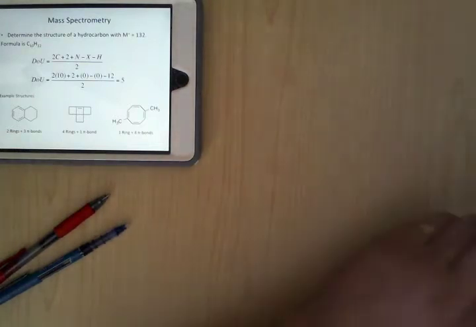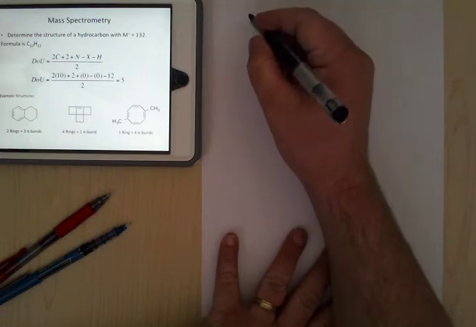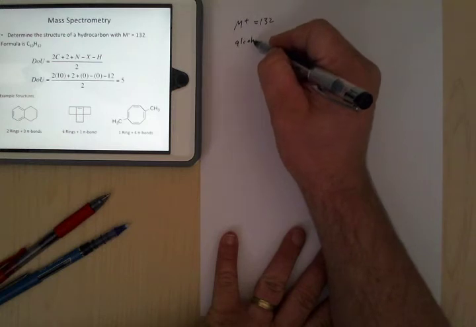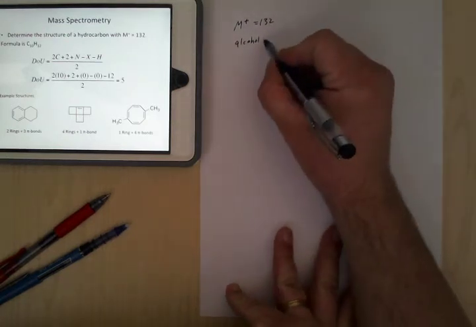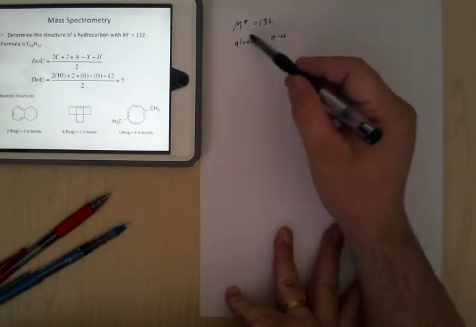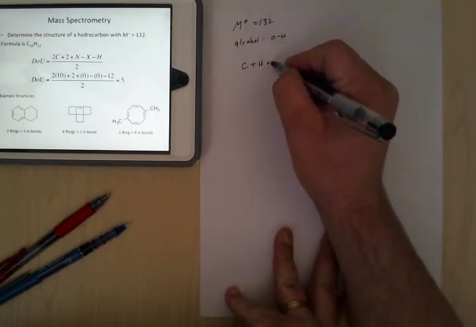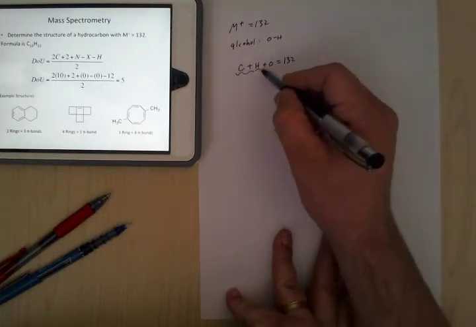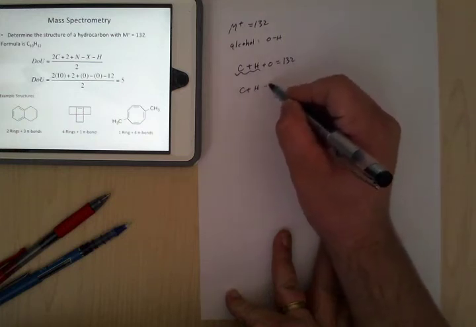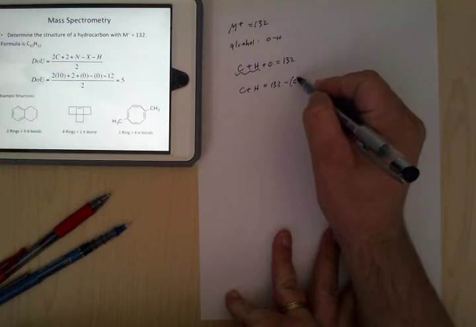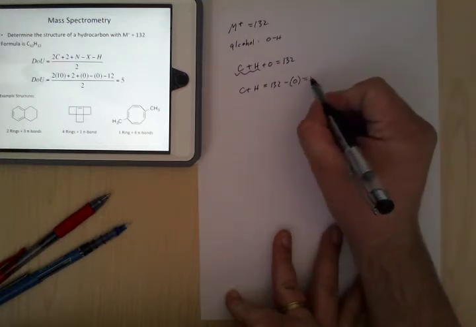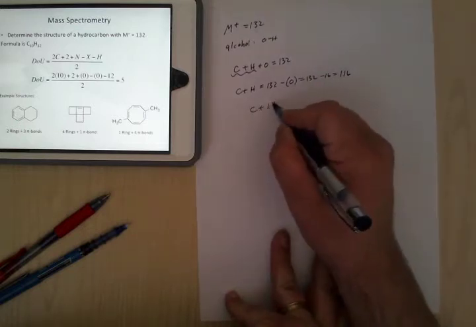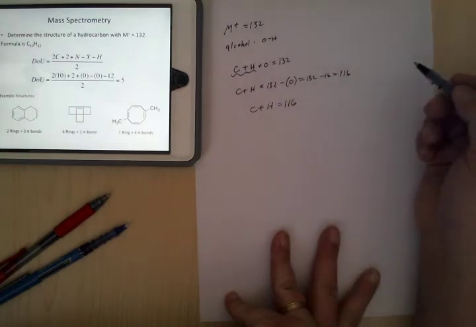And this will come up, and I don't have an example for this, but let's say instead he says M+ is 132, and I said, oh hey, there's an alcohol in here. So the alcohol is going to be an OH. So what that means is C plus H plus O is 132. And so what you're going to have to do to separate that, the C plus H is going to be 132 minus the weight of the oxygen, 16. So it'd be 116. So C plus H is going to be 116.